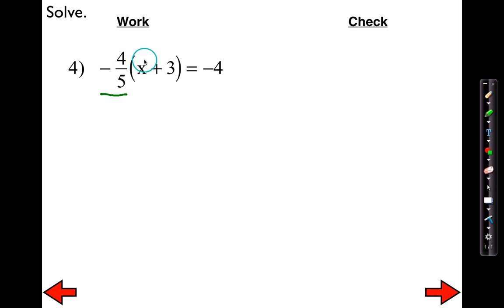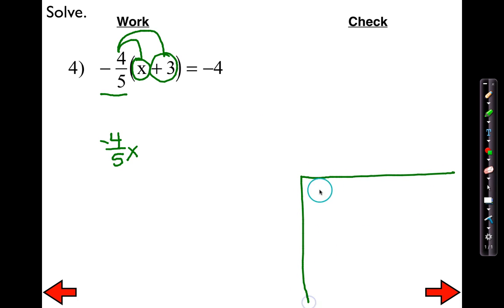We're going to take -4/5 and first distribute it to an x, which is going to leave us with -4/5 x. And then we're going to distribute the -4/5 to a +3. Real quick, let me just do some side work. First of all, I'm going to recognize it's going to be negative. Then we're going to do 4/5 times 3 over 1. We can't cross reduce, so it's just going to become 12/5. Now we're going to have that equal -4.